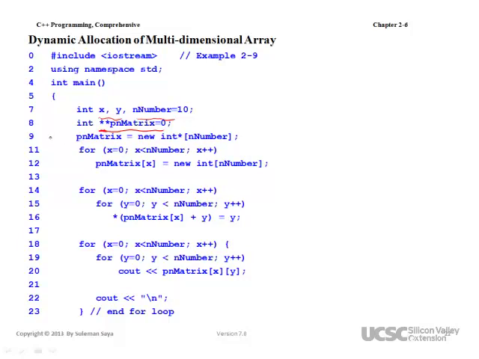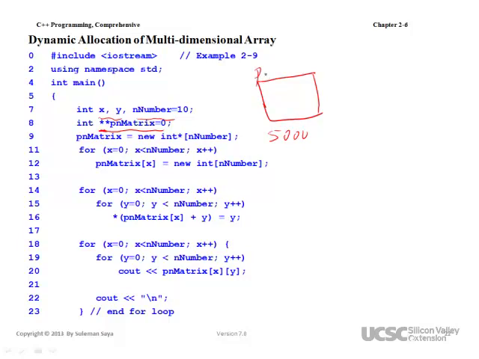So at line number 8, the very first thing we'll do is create this PN matrix pointer. This PN matrix pointer will be created somewhere on the stack at address 5000. I also understand that I'm just picking these numbers, but that's how the compiler, or when your program is running, will allocate the addresses in memory.